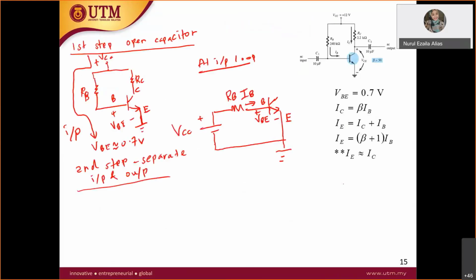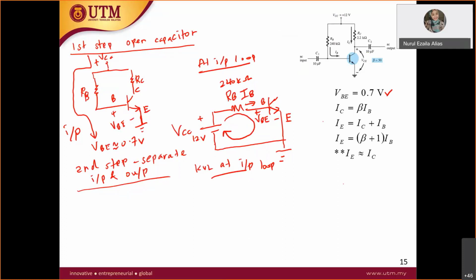So let's take a look here. We apply KVL at this input loop, so you will get that. VCC, how much is the VCC given? Which is 12 volt. RB is 240K, VBE 0.7.